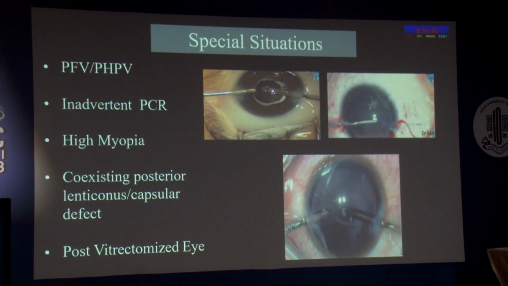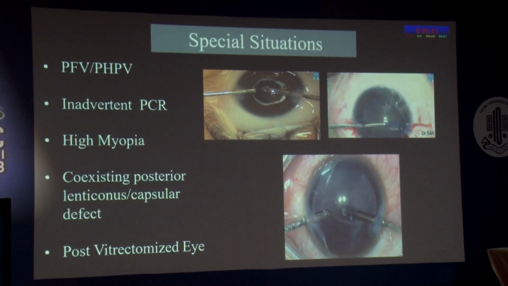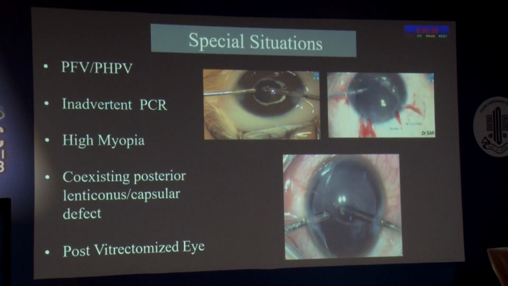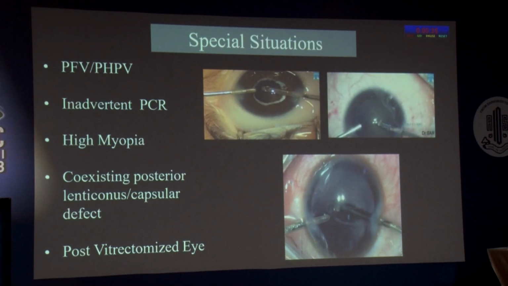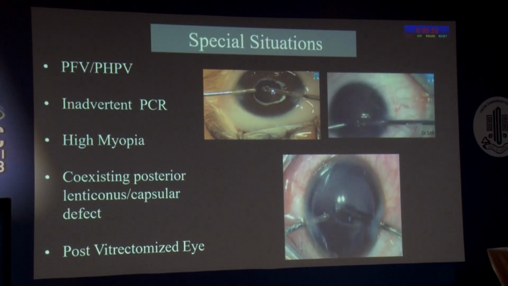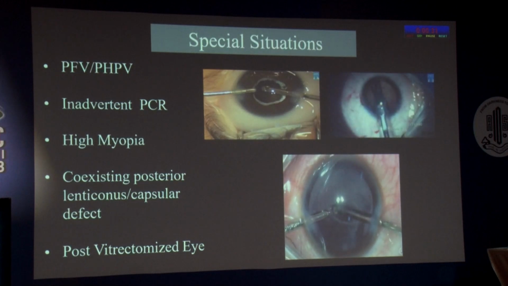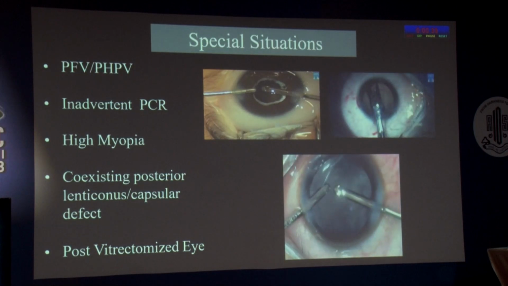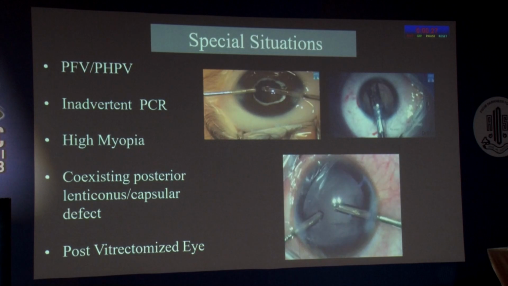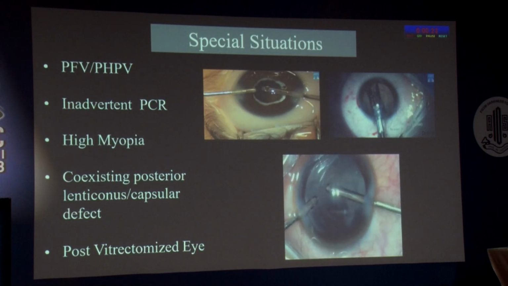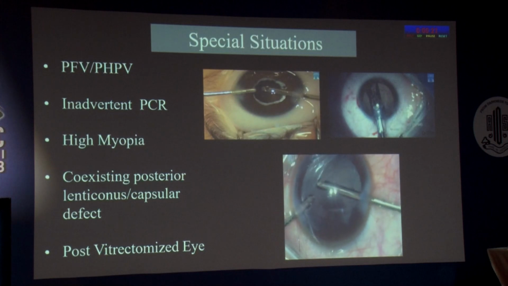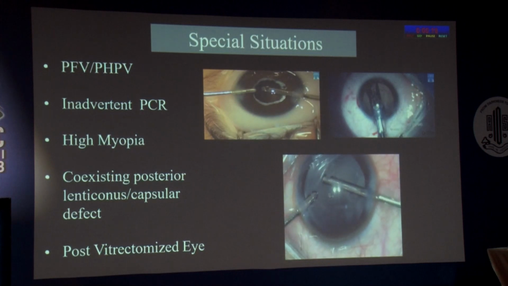In patients with coexisting posterior lenticonus, where the posterior capsule is already open, we can fashion the posterior capsulotomy with the cutter with adequate sizing and then slip the lens into the bag. And in a post-vitrectomized eye with silicone oil, the posterior capsule is usually fibrotic and thick, so we need to remove the posterior capsule even if the age is older.